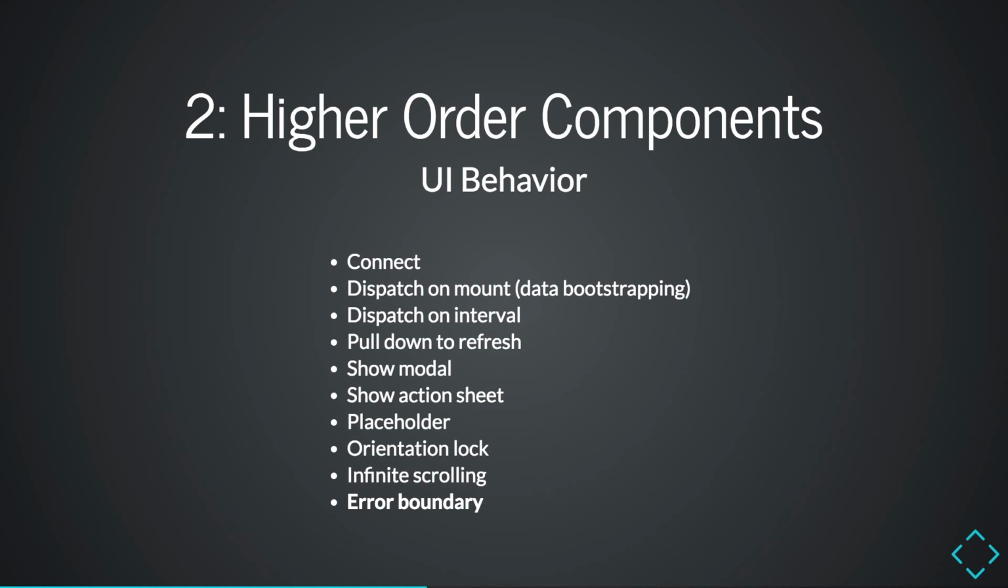And I listed out some other examples here. These are actual higher order components that we use in our application. Things like fetching data when the component mounts, pull down to refresh, showing modals, action sheets, swapping out the content for placeholders, locking orientation, infinite scrolling, and error boundaries. Error boundaries are critical. Remember that any sort of access of a prop that ends up not being there is going to crash your app, right? So wrap things in error boundaries.